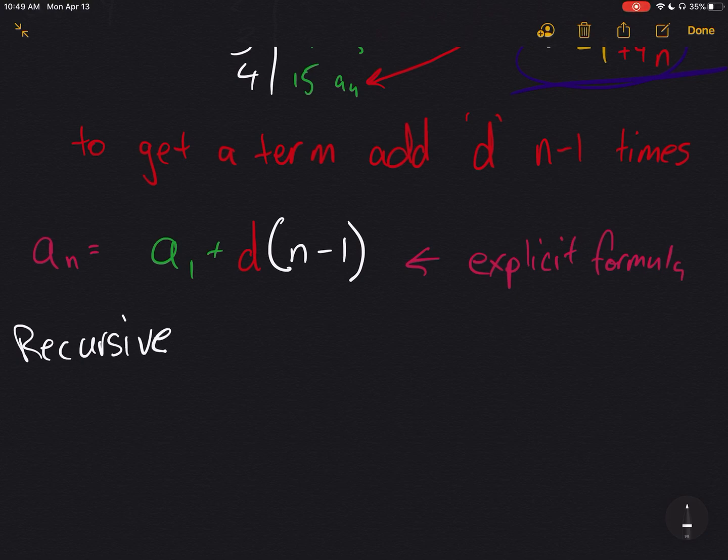The recursive formula is a formula that takes the previous term to get to the next. So to get my 10th term, I need to have the 9th term. And to get the 9th term, I have to have the 8th term. And to get the 8th term, I have to have the 7th term, right? So all the way back to the first term.